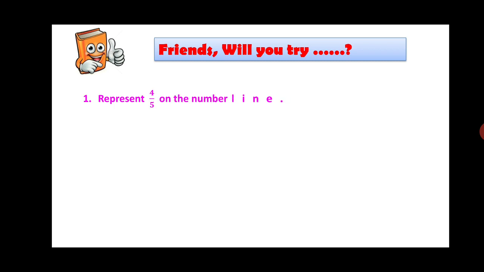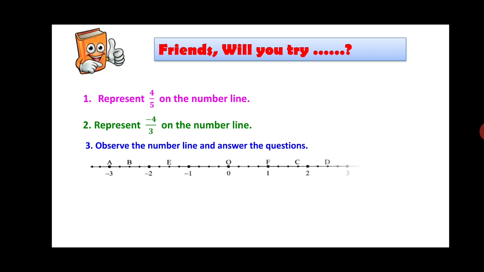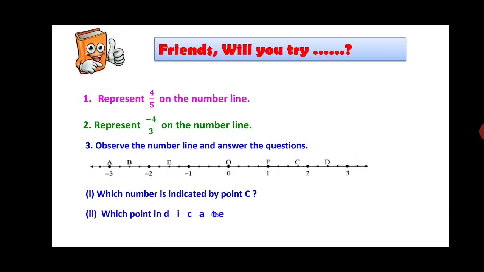Number 1, represent 4 by 5 on the number line. Represent minus 4 upon 3 on the number line. Observe the number line and answer the questions. This is the given number line and we have to answer the questions. Which number is indicated by point C? Next, which point indicates the number minus 9 upon 4?